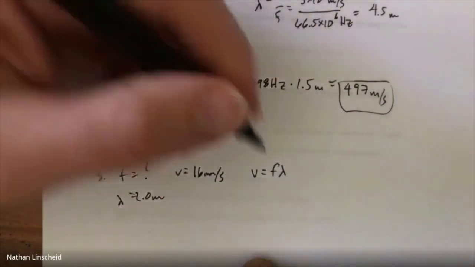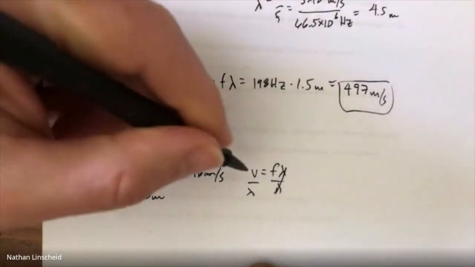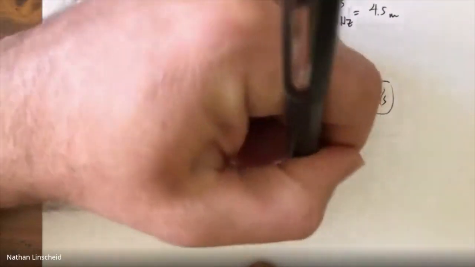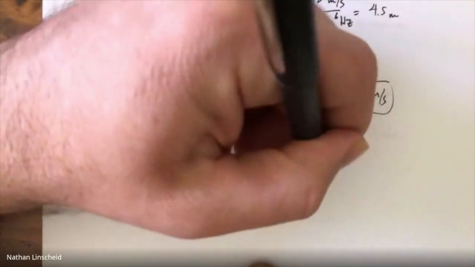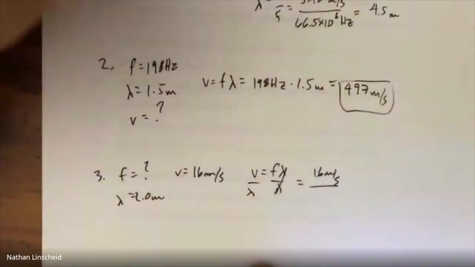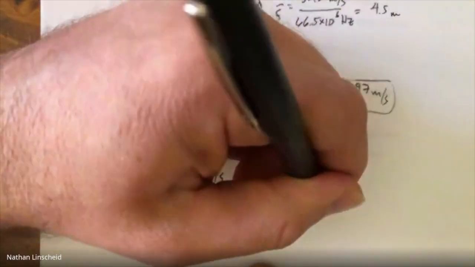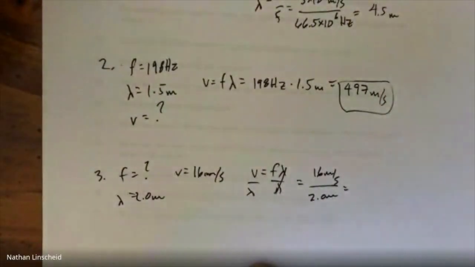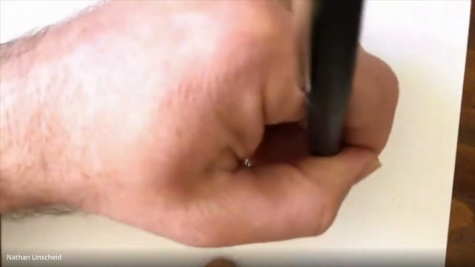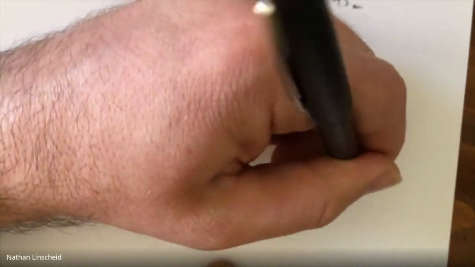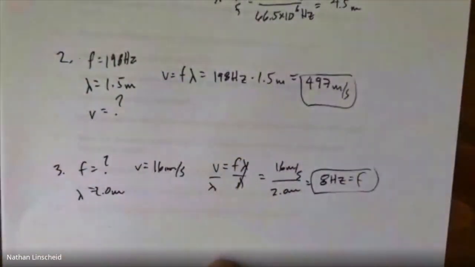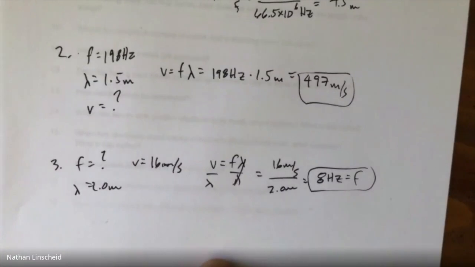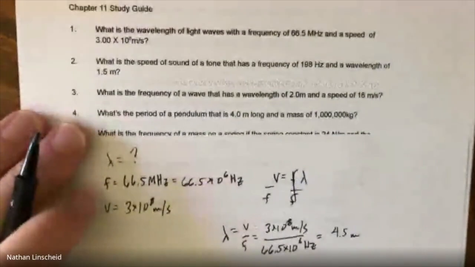All right. Again, wave equation, V equals F lambda. Divide both sides by lambda. And it's V over lambda here. So that's going to be 16 meters per second divided by 2 meters. And that's going to give us an answer of 8 hertz. Okay, number four.